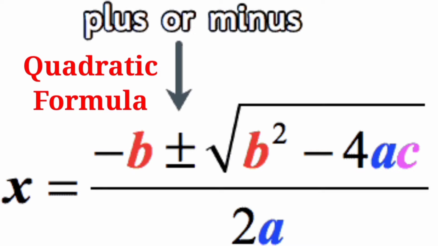The quadratic formula states that x is equal to negative b plus or minus the square root of b squared minus 4ac all over 2a.